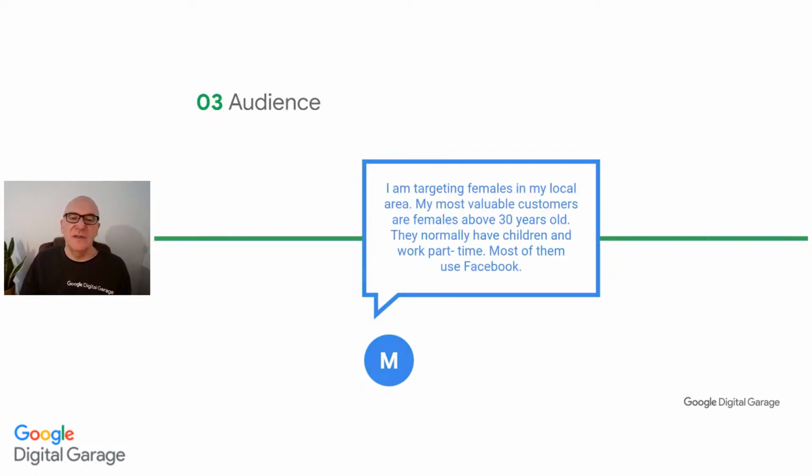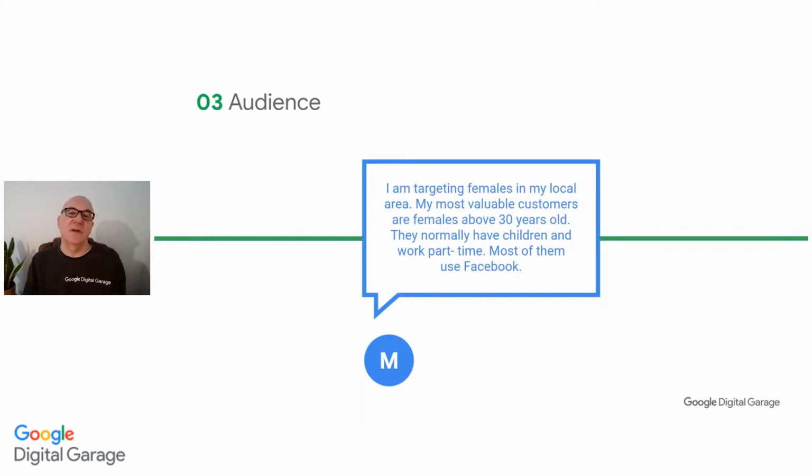So then when we move into audience, through research, Max understands that the most valuable customers are going to be females above 30 because they're coming in to get their hair done. They normally have children and work part-time. So we're understanding a bit about them, when they might be free, when they might not be free. If they've got children, then perhaps they're having to pick up their children from school. Are they going to get their hair done before they're picking up their children from school or after? So we can start to ask ourselves some quite valuable questions in relation to how that audience might well interact with us as and when they need to.